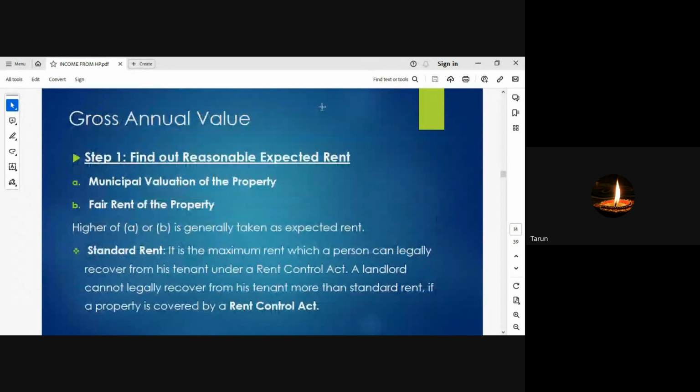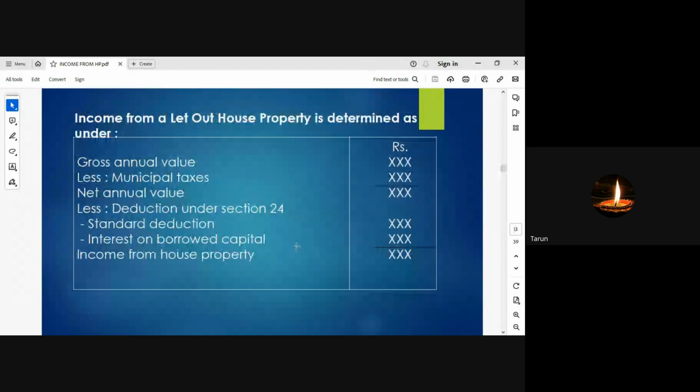Now, see, this is a format. The following upcoming slides show how to calculate gross annual value, how to calculate the standard deduction, and how to calculate the interest on borrowed capital. It is a very easy process. Let me remind you once and for all that the income from house property unit, the whole block, is very easy, not at all difficult.